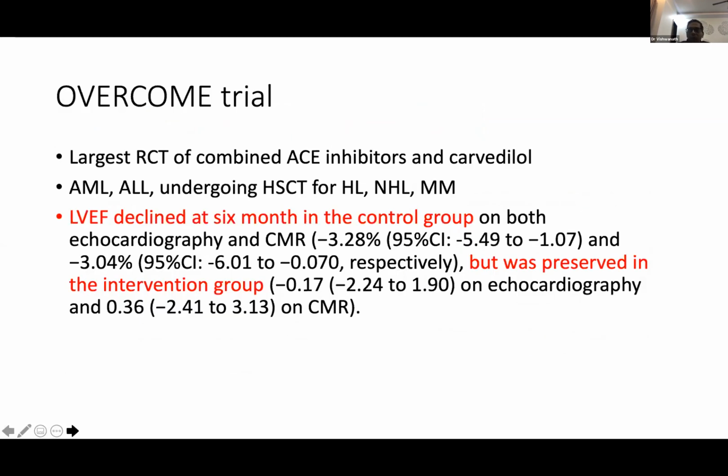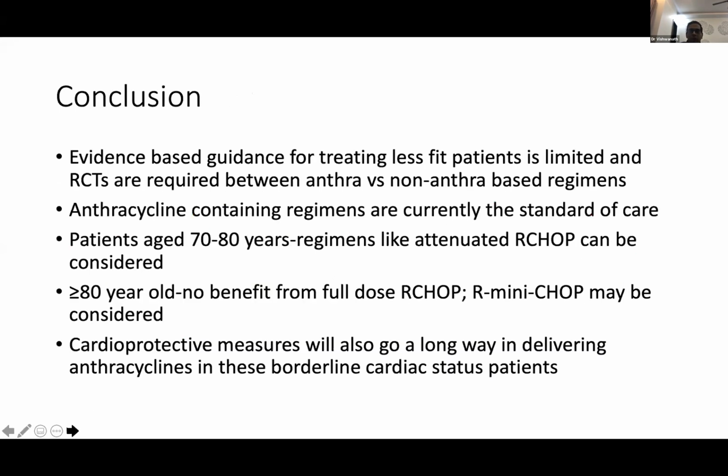We also have some cardioprotective strategies. Dr. Shyam Aggarwal sir pointed out very clearly the OVERCOME trial, the largest randomized controlled trial where ACE inhibitors and carvedilol were used, and patients with non-Hodgkin lymphoma were also included in the study. You can see the LV ejection fraction decline at 6 months in the control group versus the intervention group. In the intervention group, there was preservation of the LV ejection fraction. This goes to say that using these drugs and optimizing cardiac function in borderline patients can go a long way in using anthracyclines in these borderline fitness patients.